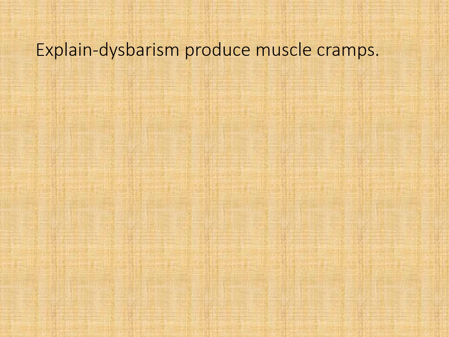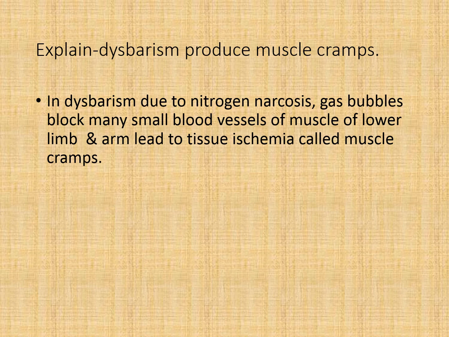Explain, dysbarism produces muscle cramps. In dysbarism, due to nitrogen narcosis, the gas bubbles block many small blood vessels of the muscles of the lower limb and arm having a small diameter, which leads to tissue ischemia, and which is responsible for the pain or cramps in the muscle. So dysbarism produces muscle cramps.